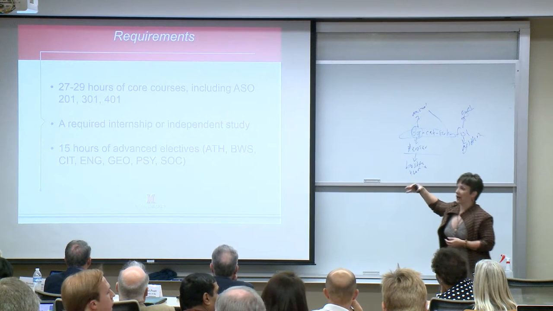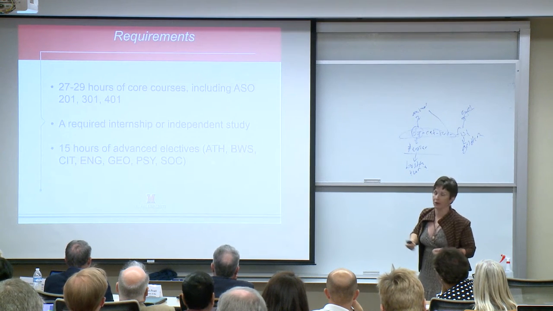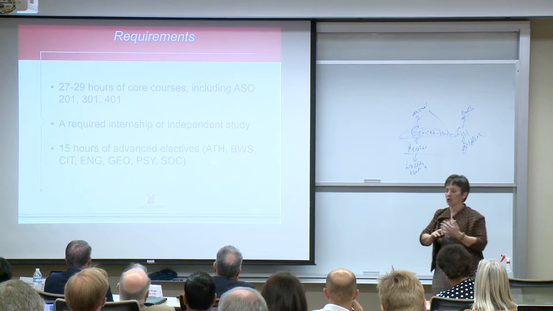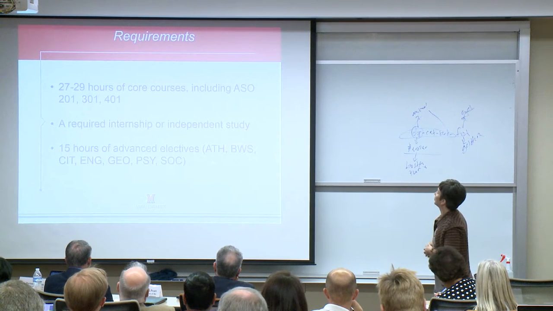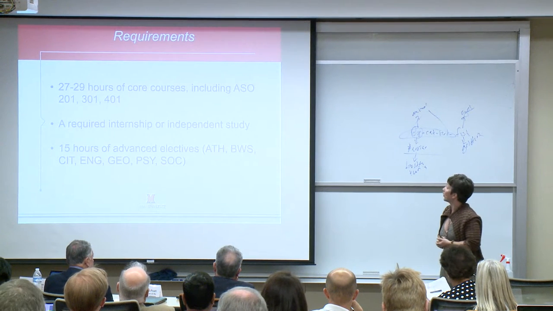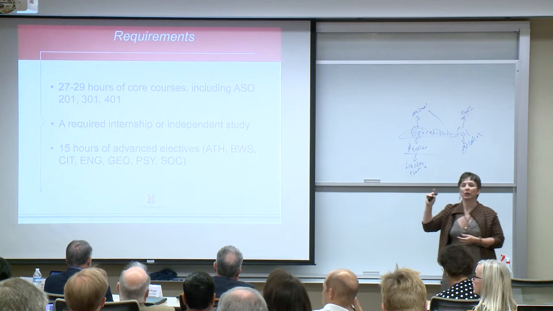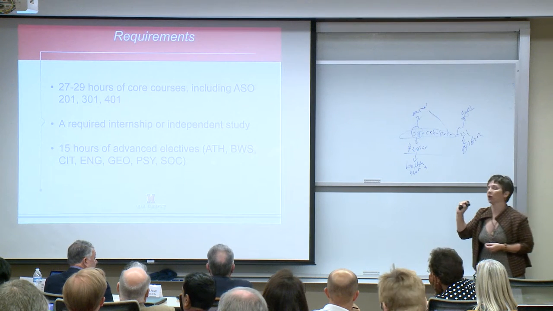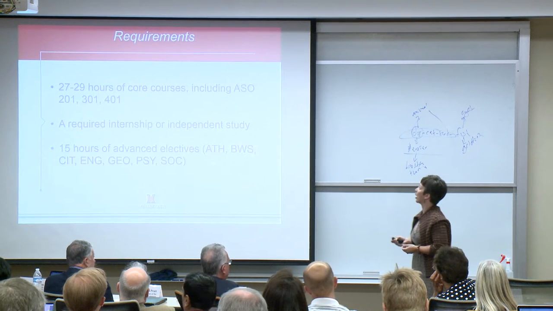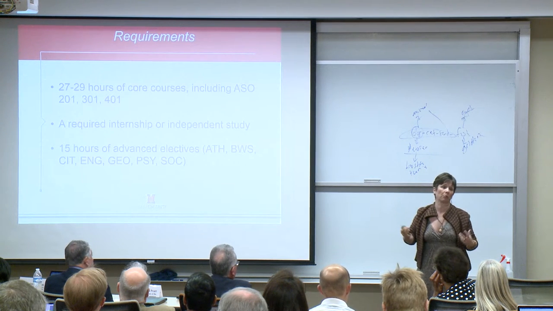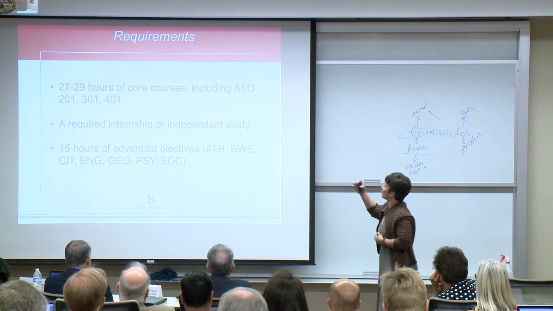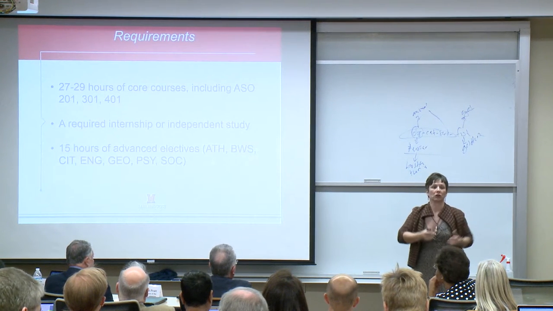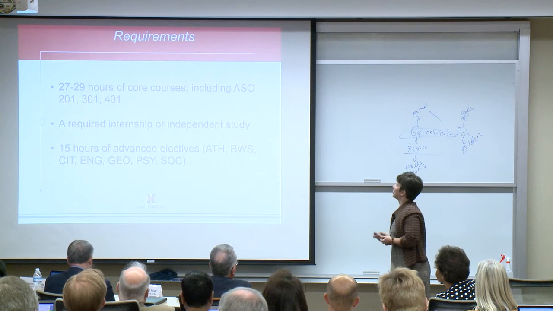In terms of the actual requirements for the degree, I'll talk very briefly about the curriculum. There are 27 to 29 hours of core courses in geography and various social sciences. Statistics, for example, is required. But it's organized around three seminars, ASO 201, 301, and 401. This is similar in structure to our Bachelor of Integrated Studies program, which also has a series of three seminars. The idea is to give building blocks to students as they proceed through the program, to give them guidance from when they initially start in this degree to when they complete it.